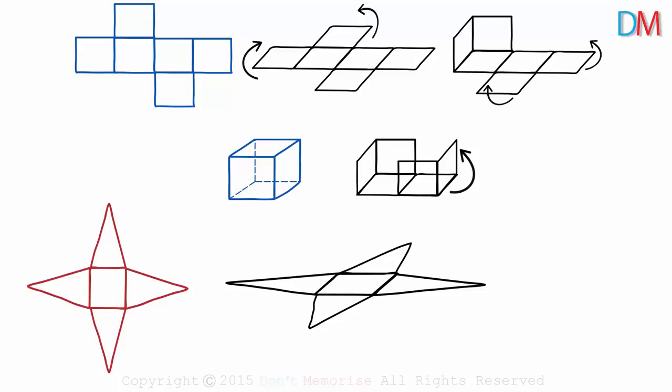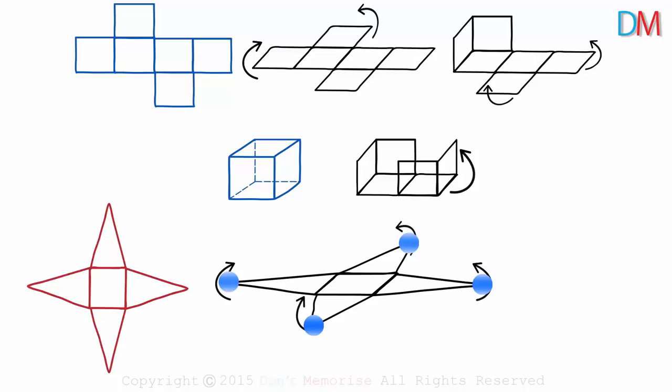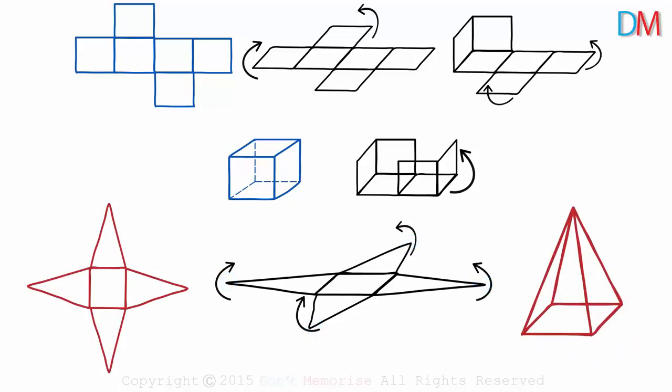And now it becomes much easier for us to think of the solid that can be formed out of this net. We just have to rotate each triangle such that all their top vertices meet at a single point. What we get is a square pyramid. A square as the base and 4 triangles as its faces. Is it always this easy to convert nets to solids? We will see an interesting example next.